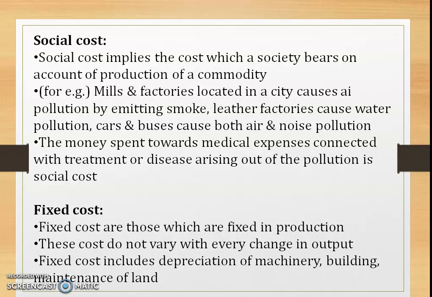Let's see the fixed cost. Fixed costs are those which are fixed in production. For example, the machinery, building, land, everything comes under fixed costs. These costs don't vary with every change in output. Whether the factory produces 10 units of output or 100 units of output, this cost will not change. That is fixed cost.